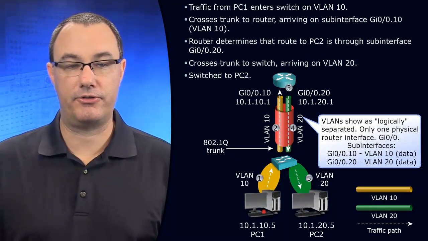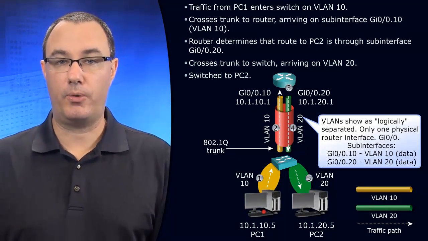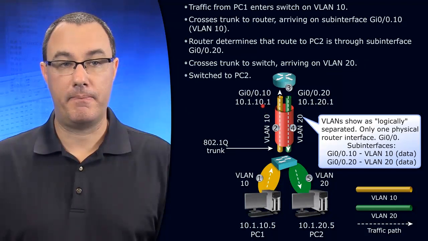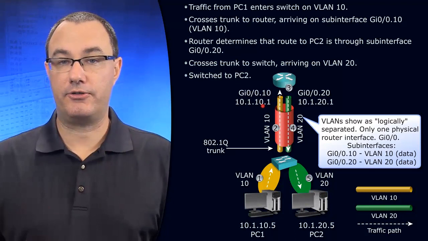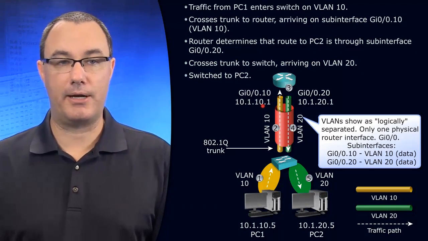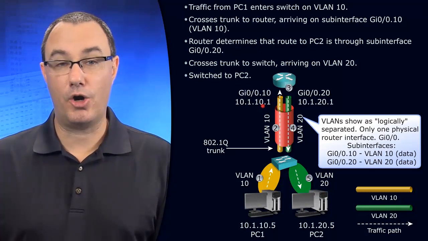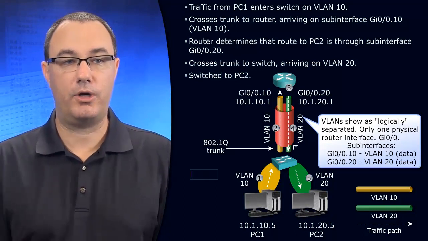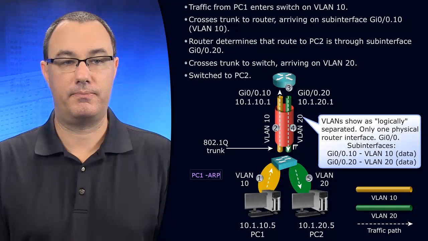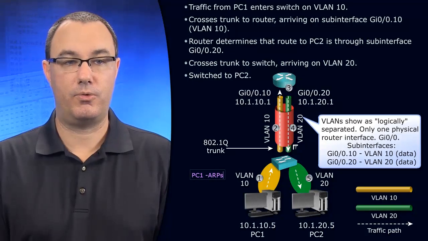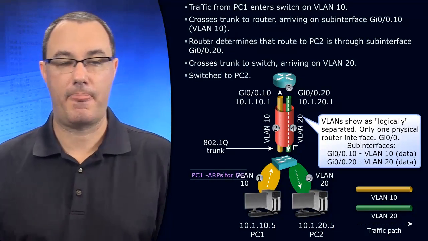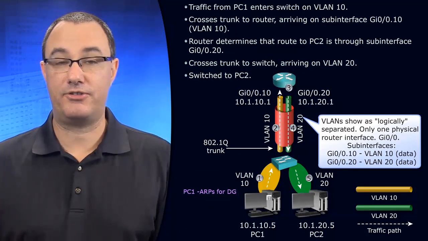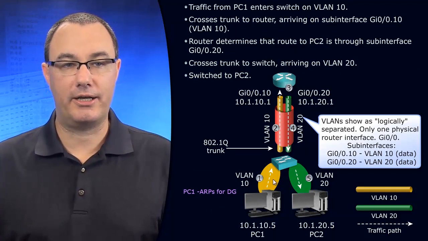Then the client must look for its default gateway. Now, the default gateway is the router interface right there. But the client doesn't necessarily know the MAC address of the router interface. So an ARP request would have happened first. So PC1 ARPs for the default gateway. Let's move that to a better spot. That's step one. And that ARP is a broadcast.